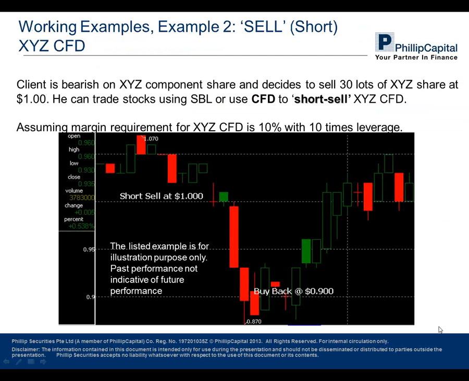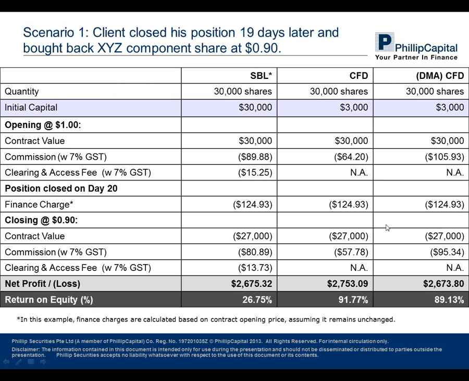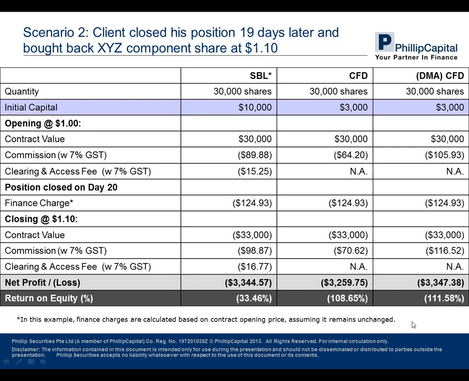Okay, so now it's a short position. So assuming that he is bearish on the stock and he decides to short sell it. And if you borrow from SBL, you will need to pay extra fees. As you can see, they also charge finance charges. And you need to have an SBL account. Otherwise, you can just use short sell with CFD, share CFD. What happens if you make a loss? Again, as I said, the losses will be amplified.